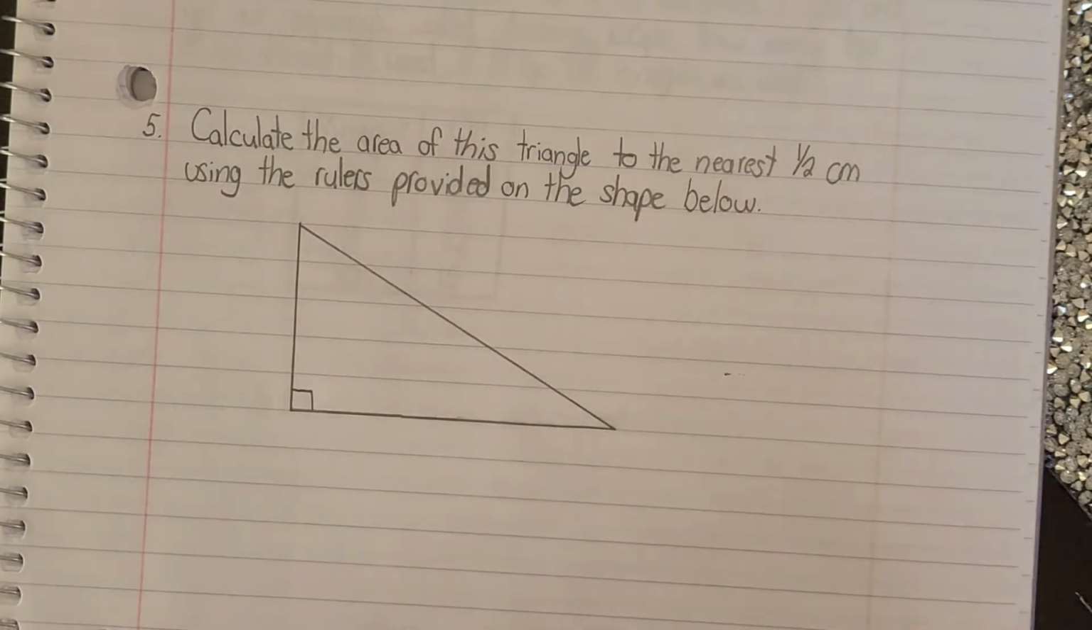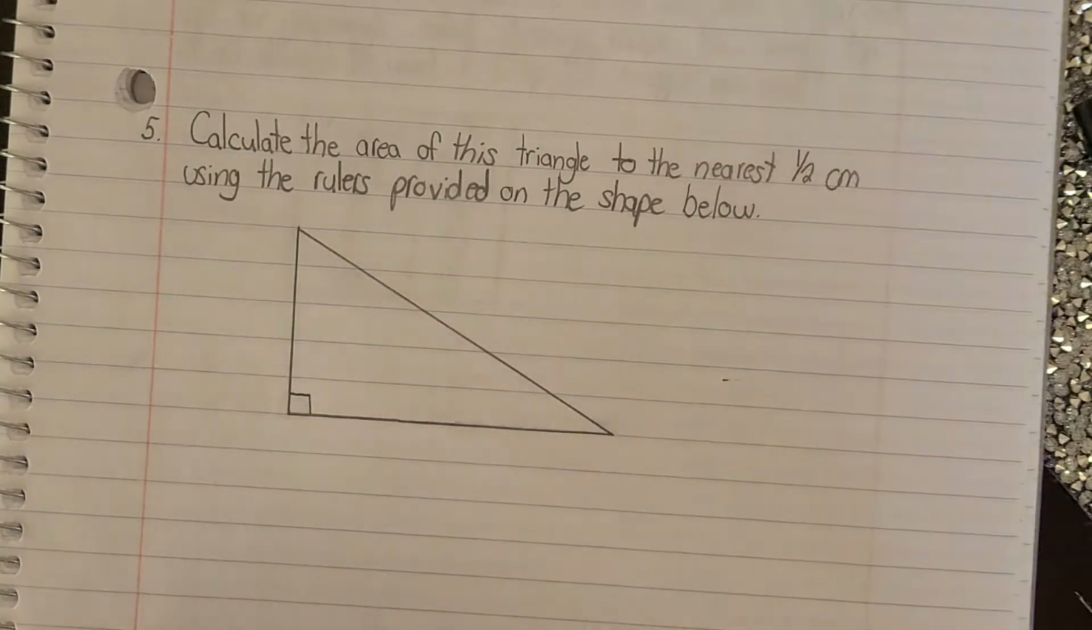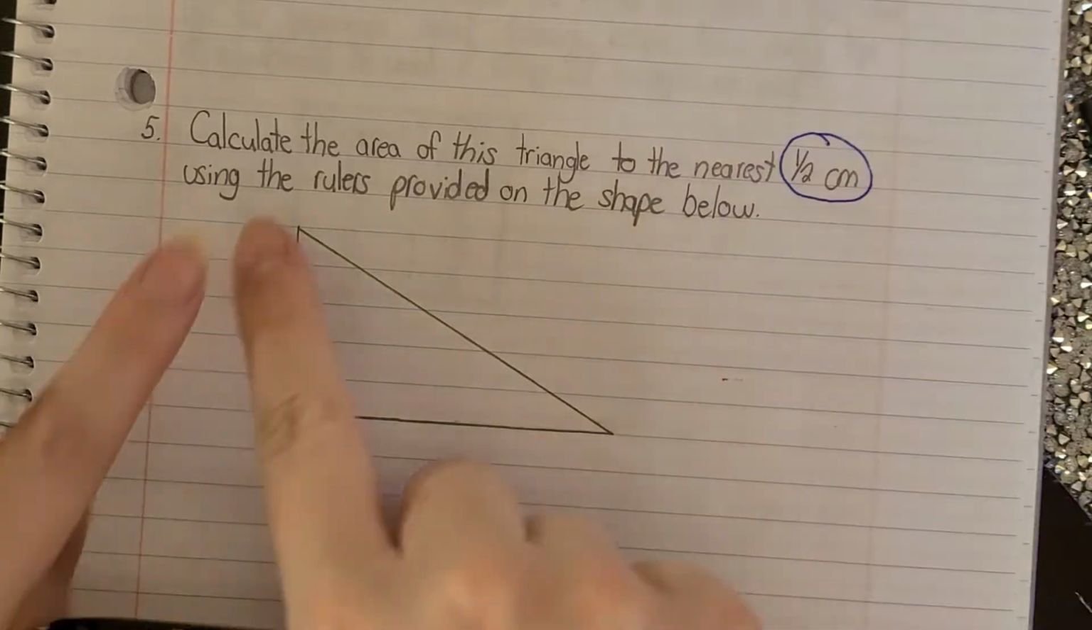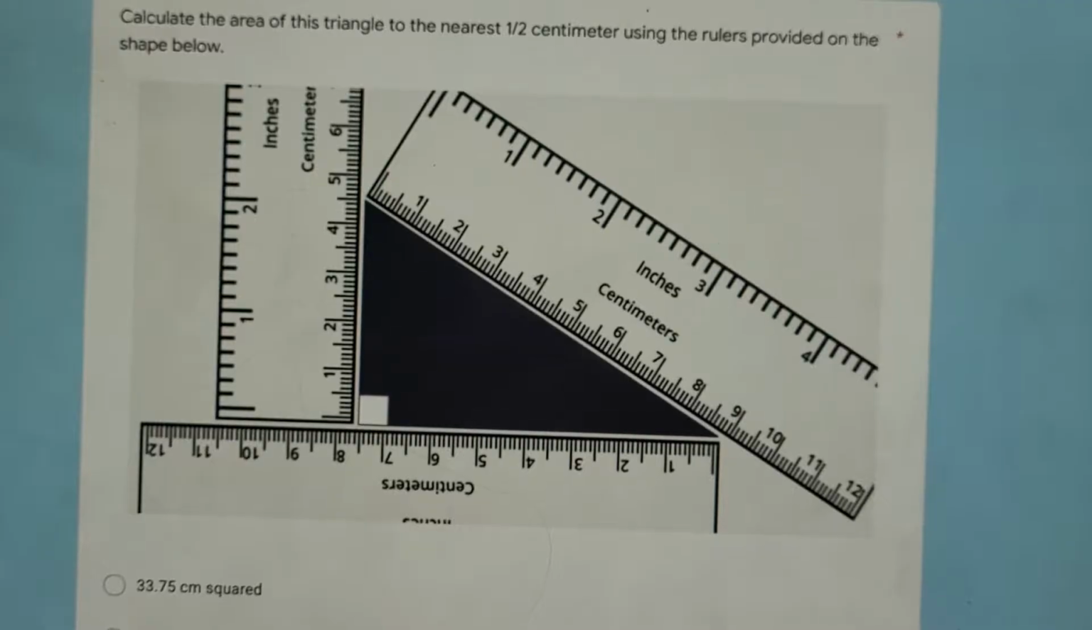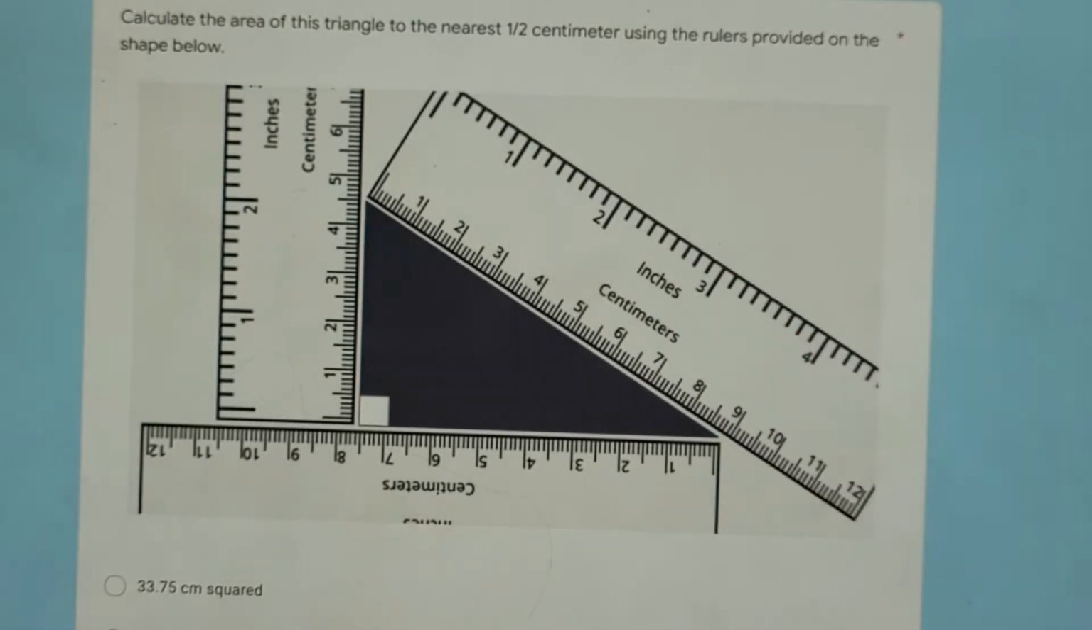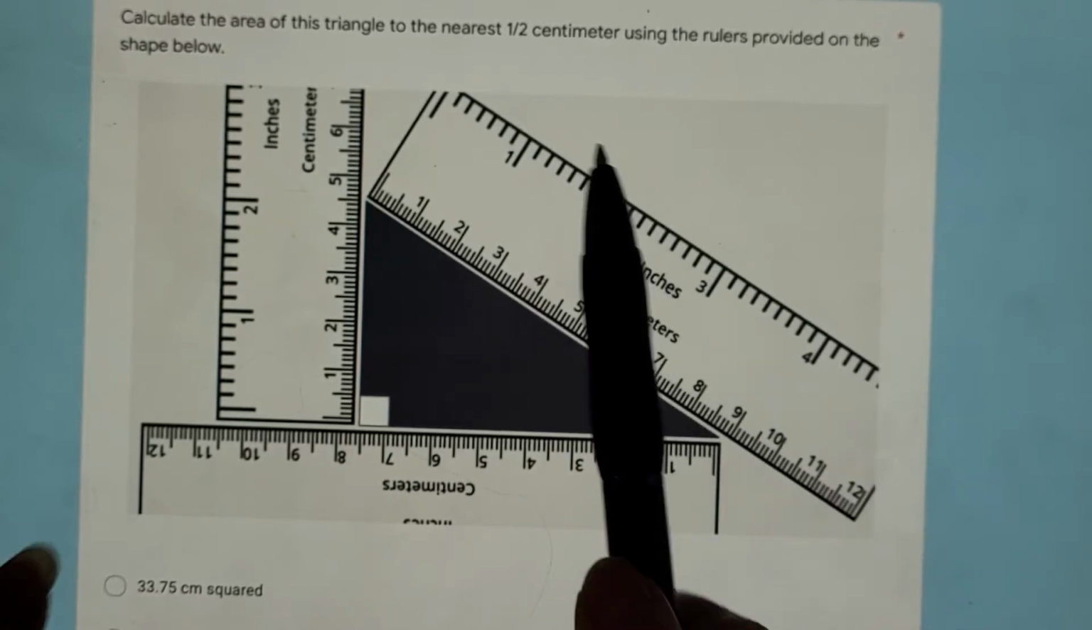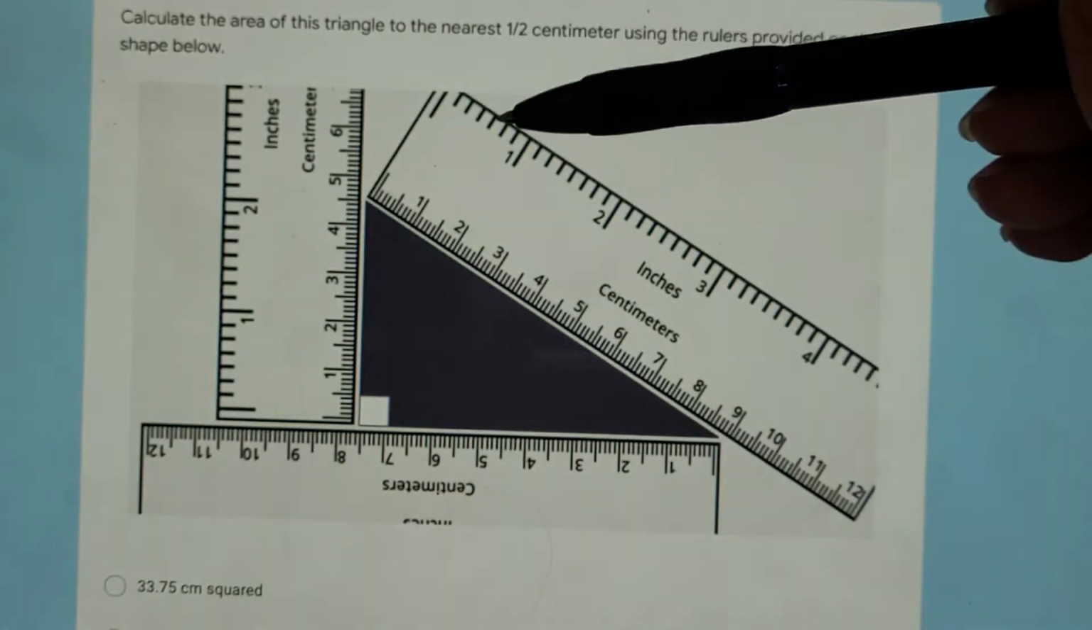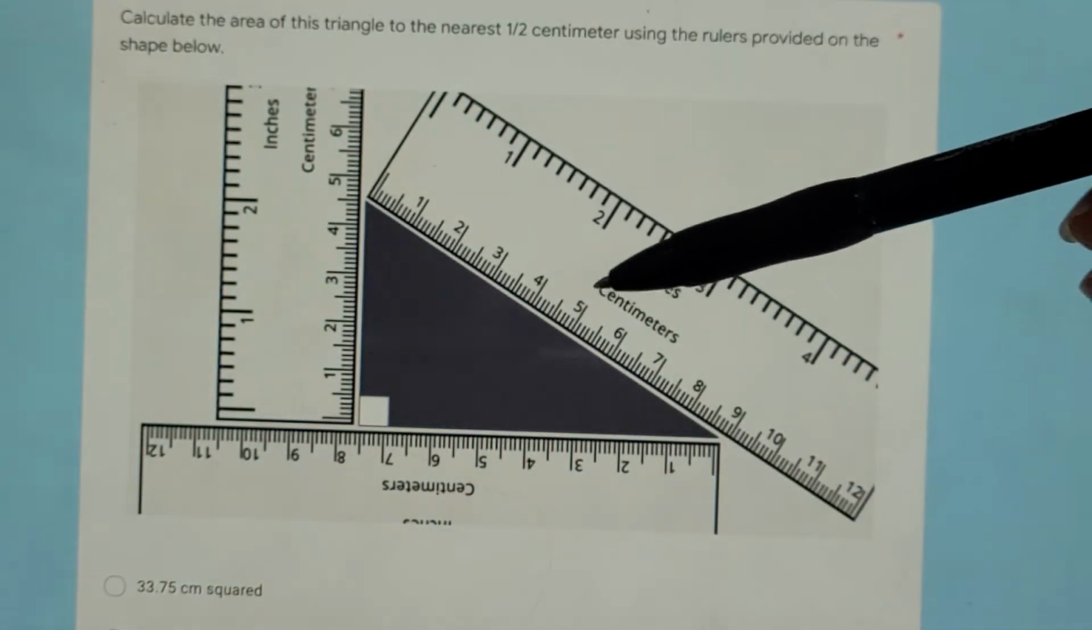Okay, this problem says calculate the area of this triangle to the nearest ½ centimeter using the rulers provided on the shape below. Remember, on your STAR testing program, you'll have those two options for your rulers. It'll say something like customary and metric. It literally will do you no harm to click on both of them, okay? Click on both of them, find the one that you need. This problem says centimeters, so you need to click and find the one that has a side labeled centimeters, okay?